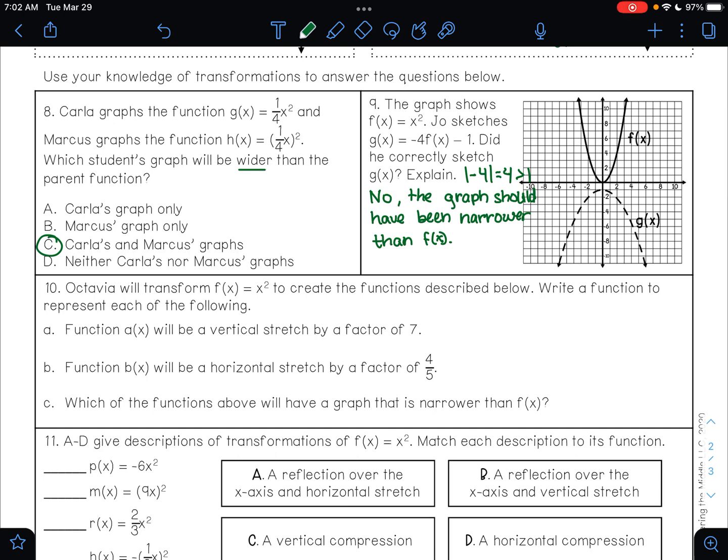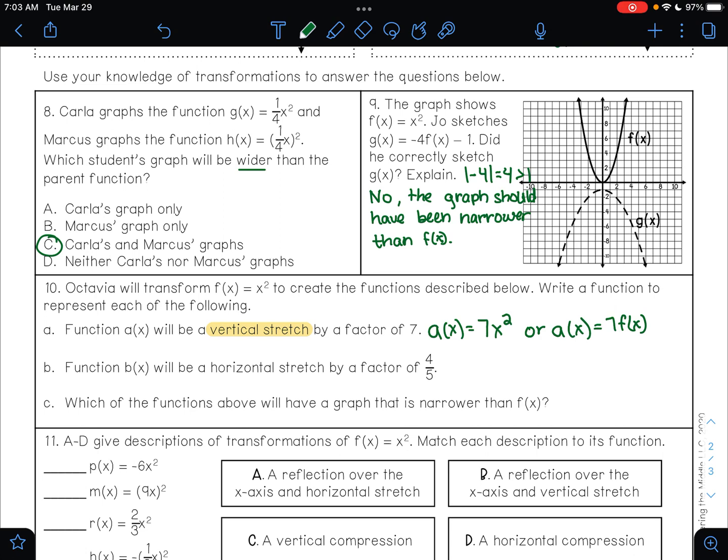Okay, Octavio will transform f of x to create the following functions described. Which function represents the following? So we want to create a of x, which is a vertical stretch by a factor of 7. So vertical is when it's on the outside. So we have two options. We have a of x just equals 7x squared, or we have a of x, which equals 7 times f of x. Those are the same thing.